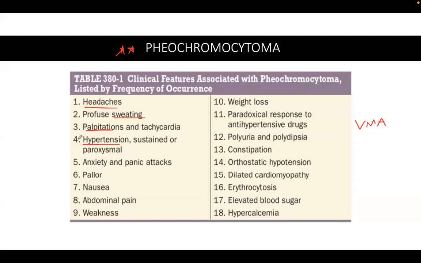And what antihypertensive would you give to treat someone with pheochromocytoma? Okay, very good. You're going to give phenoxybenzamine.